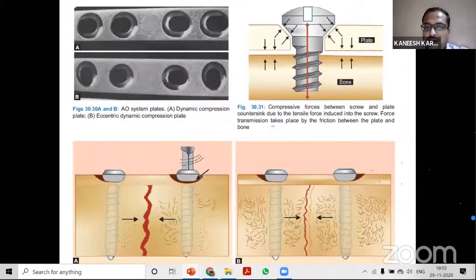This is called a dynamic compression plate, where if you tighten the screw, the fracture gap reduces. When you start tightening, the dynamic compression forces the fracture to close and there will be minimal space, so better healing.